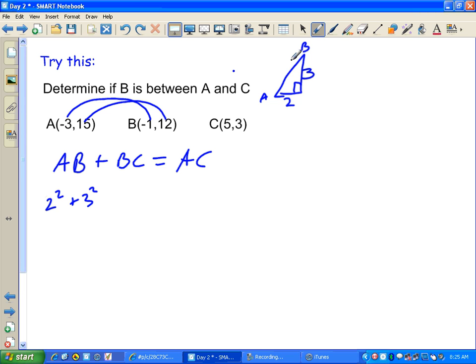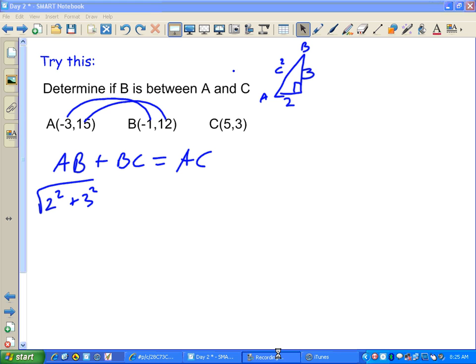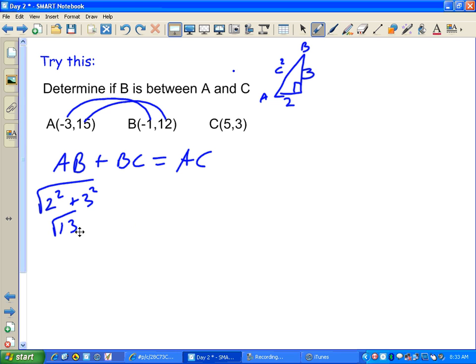And that should equal c squared. So if I square root this, now I start solving. 2 squared is 4, 3 squared is 9, so I get the square root of 13. And that's not going to break down because 13 is prime, so I'm just going to leave it as the square root of 13.